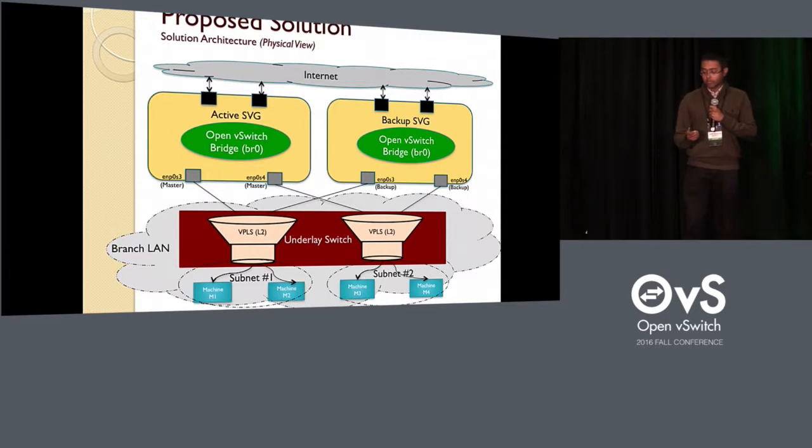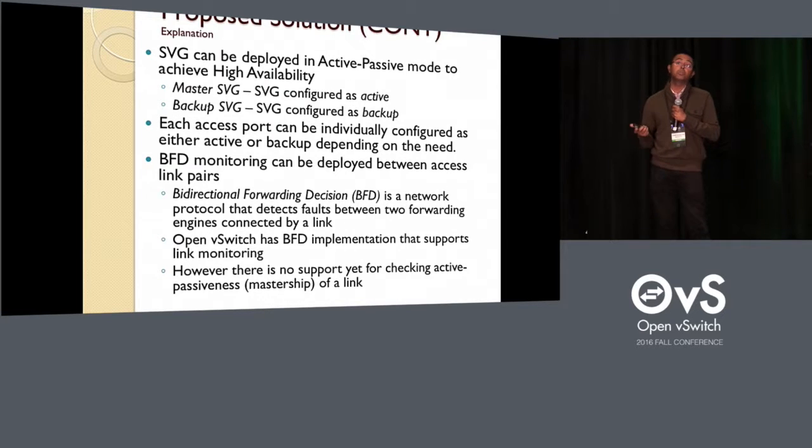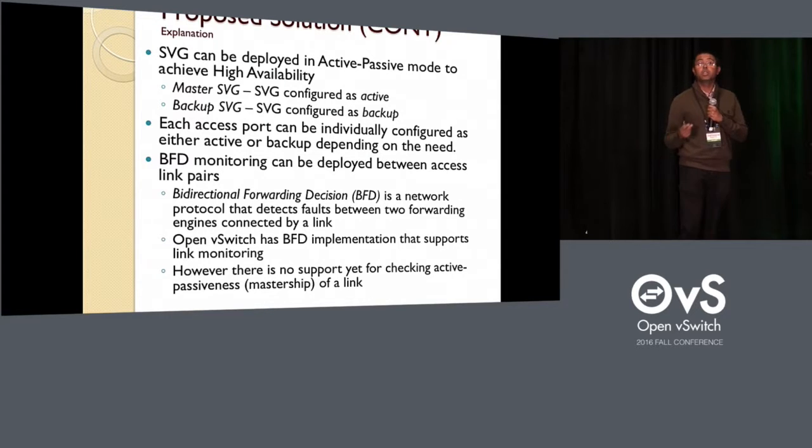So this is how the physical view of the solution looks like. As I said, we will configure one SVG as master, as active, and the other as a backup. And then we could potentially choose to configure each of the access ports in either active or backup mode. There will be different use cases for that as well.